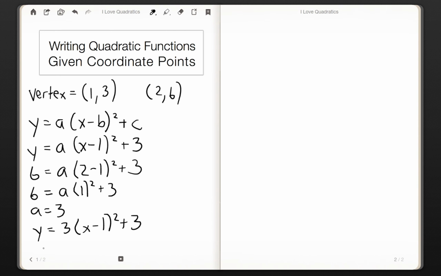And now we just want to go one step further and convert to standard form. So let's see if we can do this all in one step. This is going to be x squared minus 2x plus 1, so multiplied by 3 will be 3x squared minus 6x plus 3, plus another 3 will be plus 6. And there we go.